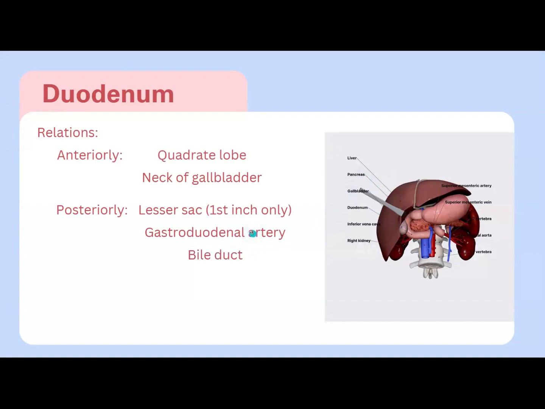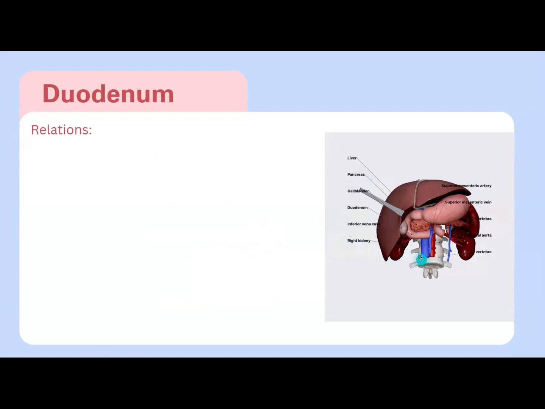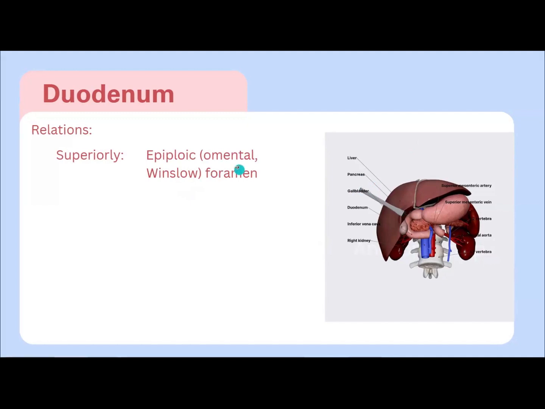We have the bile duct, the portal vein, and the inferior vena cava. Moving on. Superiorly, above the duodenum, we have the epiploic, omental, or Winslow's foramen. These are all different names for the same structure. We're going to talk about this foramen in detail in the next slide, but superiorly to the duodenum is the epiploic foramen. Inferiorly, we're going to have the pancreas.